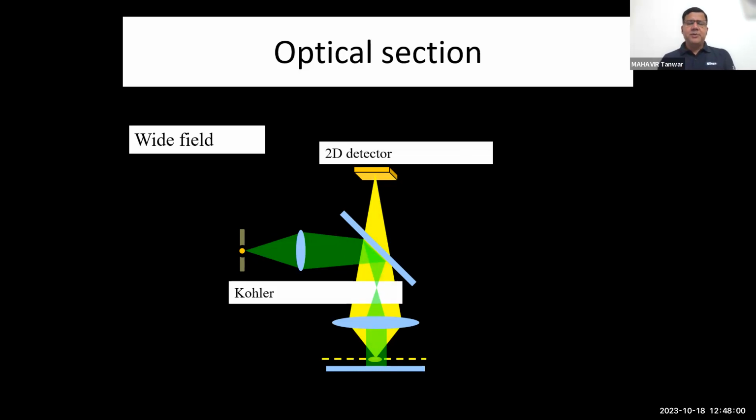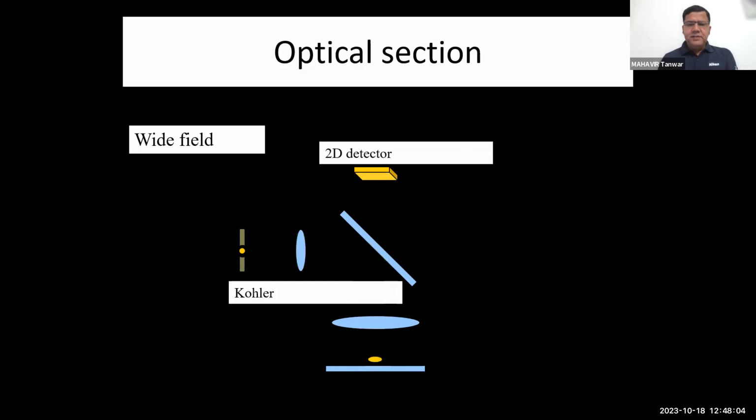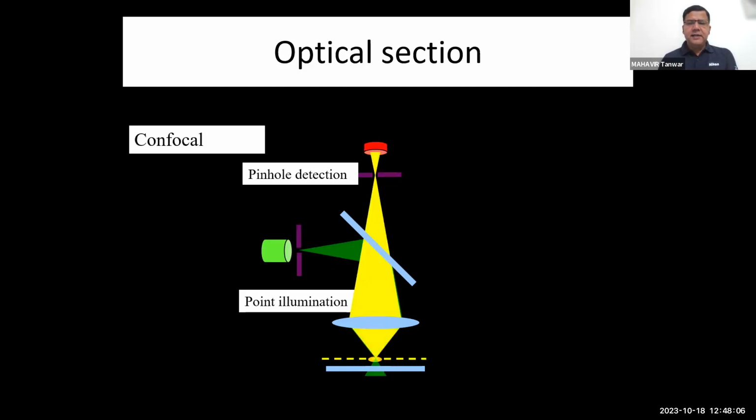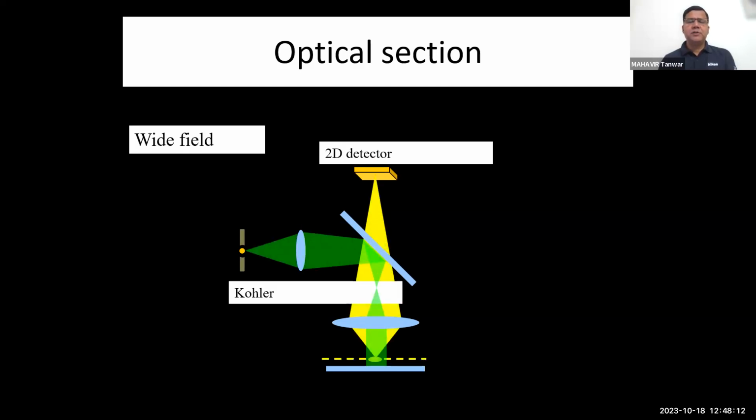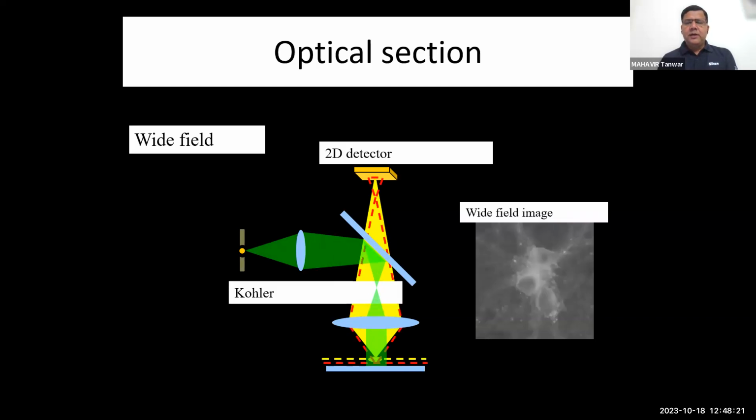But here we are not using a PMT. So the biggest difference between these two is the pinhole. In a wide field, there is no pinhole. So what is happening? All the out of focus light is being captured by the detector, which is a camera. So the image will have a lot of out of focus information. The image will not be very clear, not very crisp.